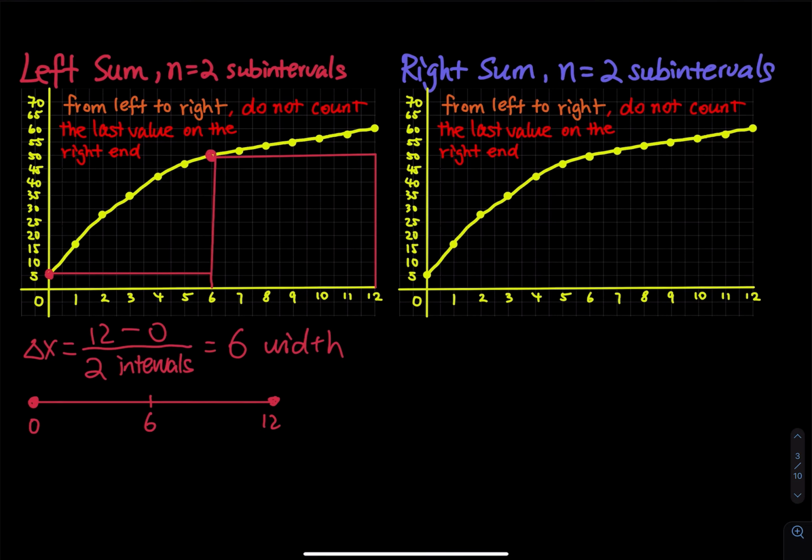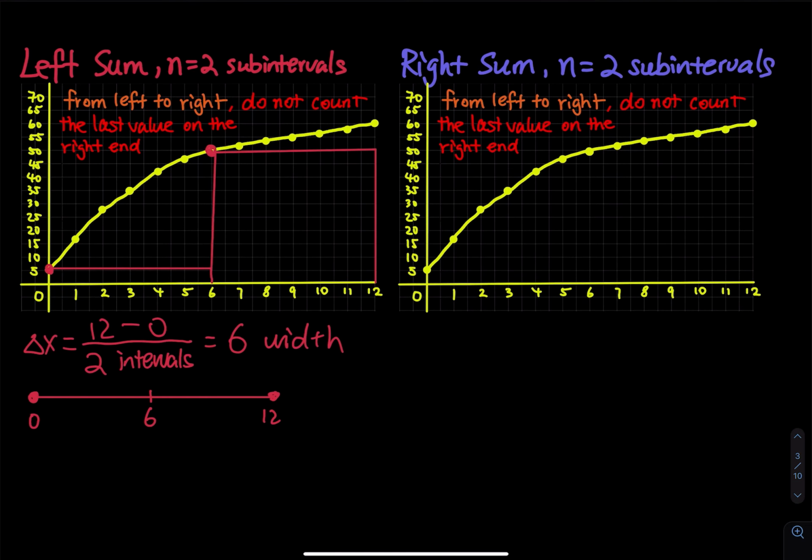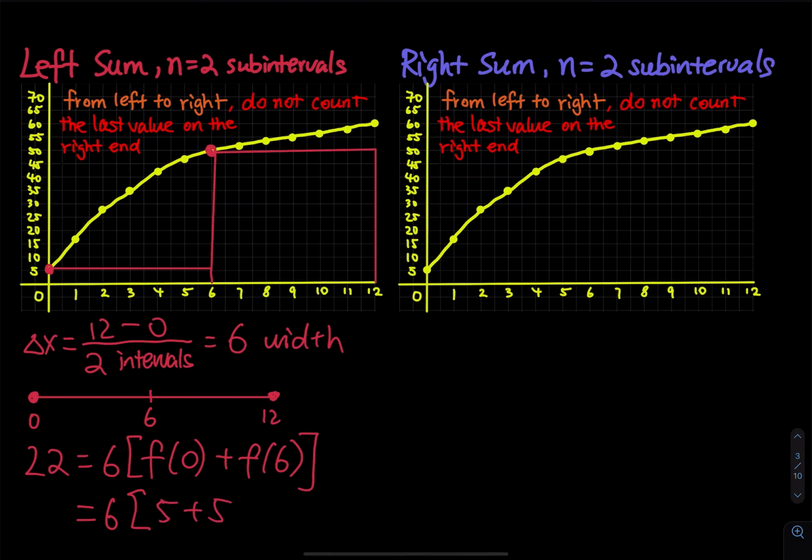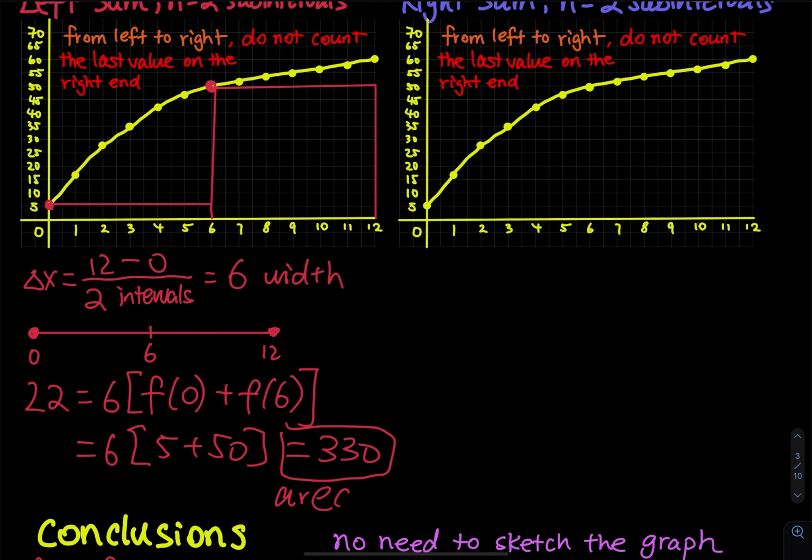Let's find the area. The area L2 equals delta x times f of 0 plus f of 6. We do not count the 12 because when you start at 12, there is nothing on the right hand side. So that is 6 times f of 0 plus f of 6, which is 5 plus 50. The area equals 330. So that one is an area.